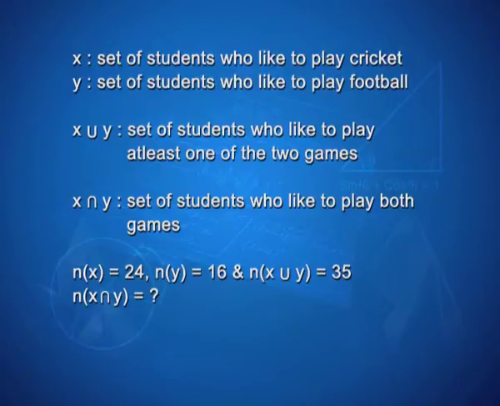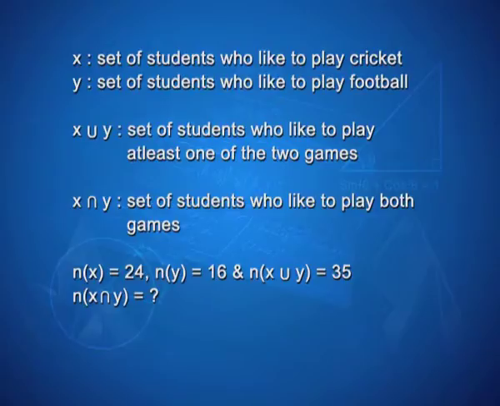Then according to the question, the number of elements in the set X is 24. That is, n(X) is 24. And number of elements in the set Y is 16. That is, n(Y) is 16. Also, the number of elements in X union Y is 35. That is, n(X union Y) is 35. In this problem, we have to find the number of elements in the set X intersection Y.